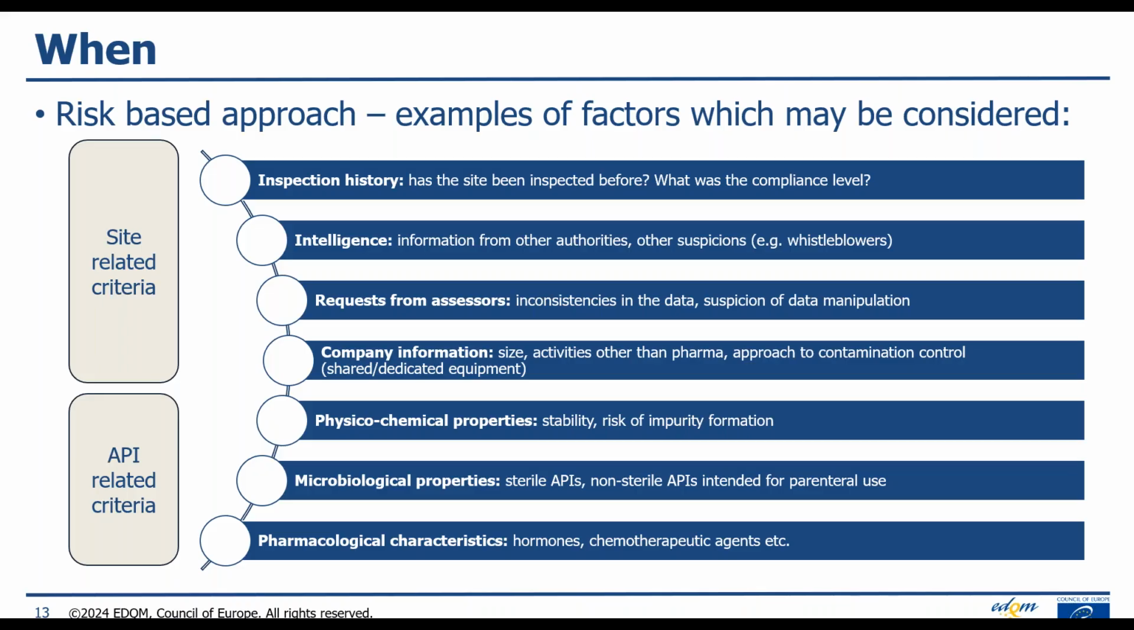Then we also would have a form of intelligence provision from other authorities. So we do speak to other authorities in terms of outcomes from their inspections, or if they have any other suspicions or concerns with the site, we could use this type of information, or indeed we could receive information directly from whistleblowers. So this would all feed into the risk assessment.